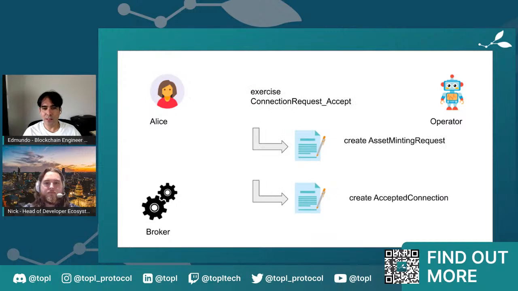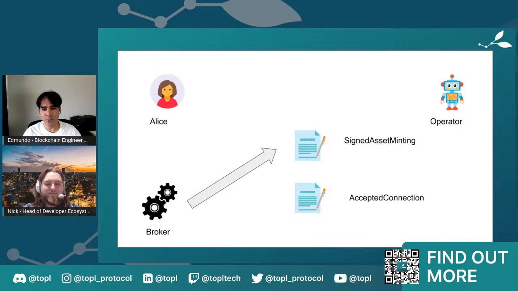And once it accepts it, the contract states what needs to happen. So what needs to happen here is that we need to create the asset minting request and the accepted connection. And the accepted connection is to tell the operator something, and the minting request is to tell the broker something. So the broker will see this asset minting request and intercept that and do its magic on the Bifrost node, on the blockchain. And then after it's done, it will exercise some choices on that contract and then will return the signed asset minting that tells us that the transaction is confirmed.